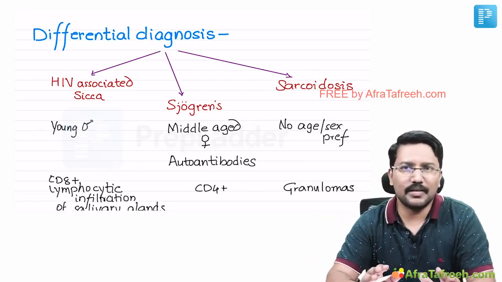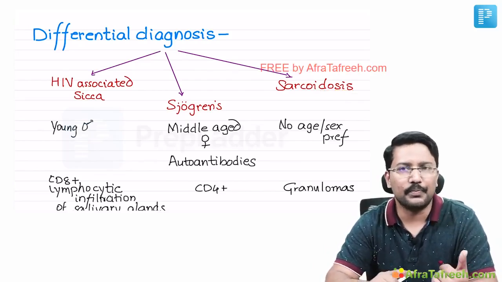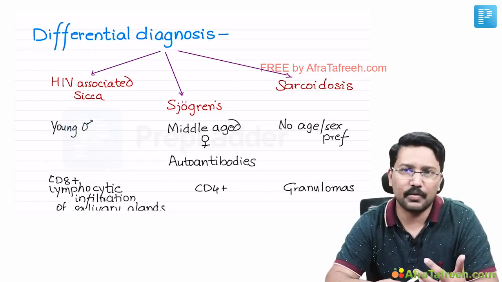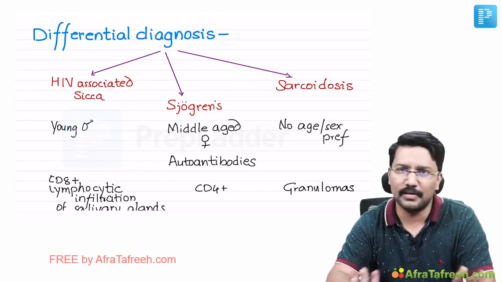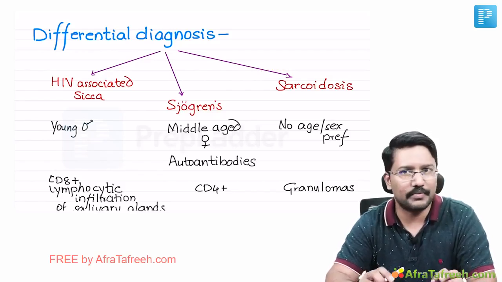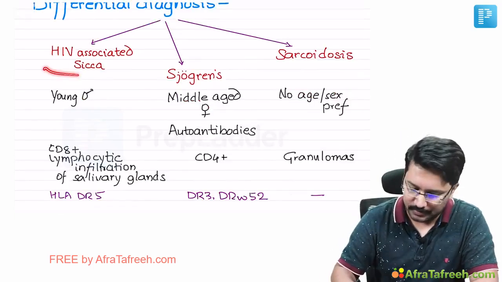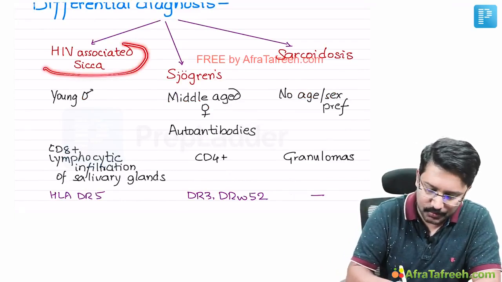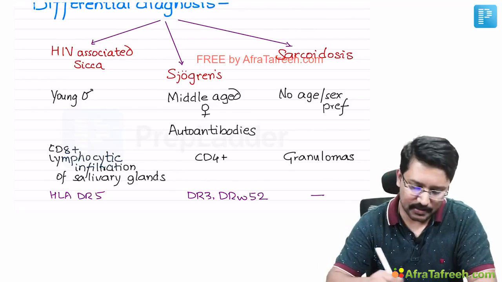So I personally consider that there are only 3 or 4 important differential diagnoses that we should know. One is HIV associated Sjogren-like syndrome. Sarcoidosis comes very close in terms of clinical presentation, and the third one is IgG4 related disease, right? These 3 I consider as important differential diagnoses, and today we will understand how to dissect, how to reach the diagnosis.